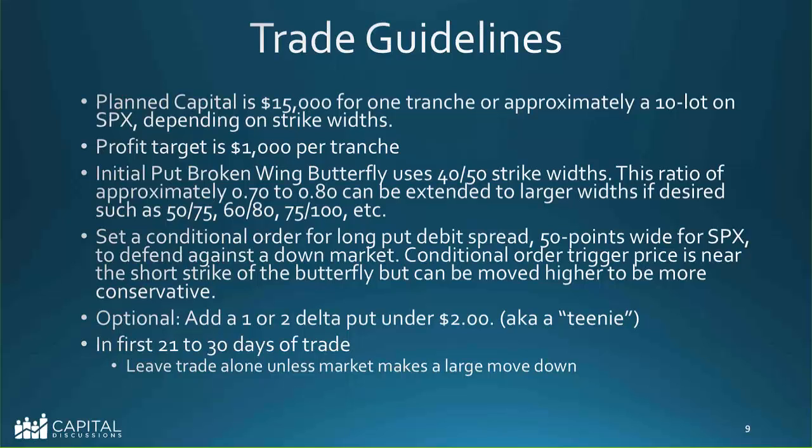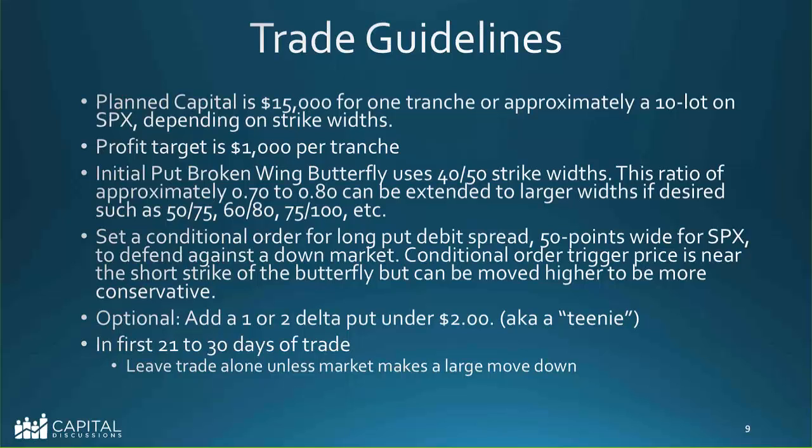And profit target is about $1,000. It's what we like to get per tranche. So you're looking for trying to get around 7% on average. The initial put broken wing fly, like we said, uses a 40 or 50 strike width, and that's a ratio of approximately 0.7 to 0.8. And you can extend that to larger widths. So if you want to have more room, you can make, like I said here, 50-75, 60-80, 75-100, et cetera.